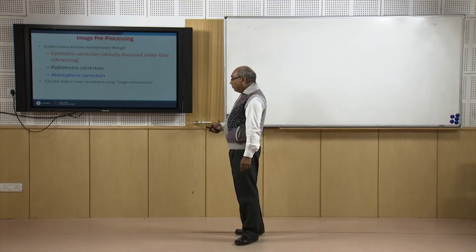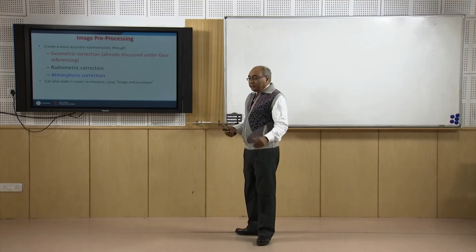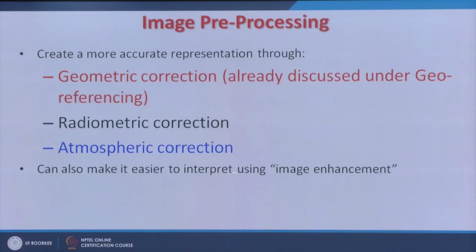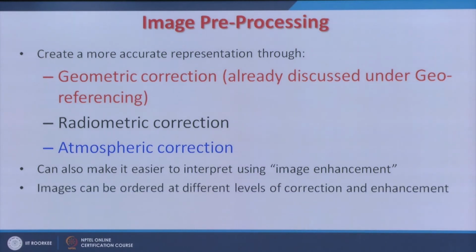So, what we go for to improve the image quality is image enhancement. That may minimize the atmospheric distortions and other problems. Of course, geometric distortions have to be corrected using the georeferencing technique. An image can be ordered at different levels of correction and enhancement.